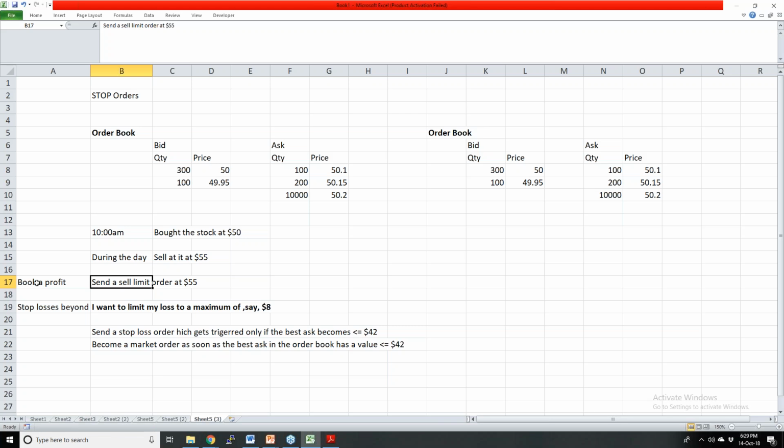Yes, these are separate orders. This is order 1, this is order 2. This is to book a profit, this is to stop losses. Yes, we need to place 2 orders.